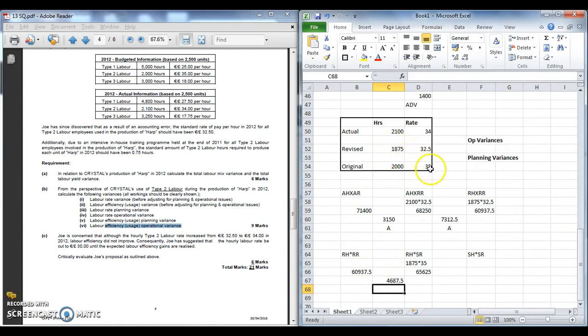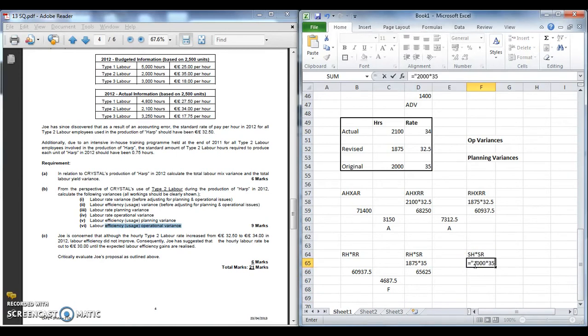And it compares here, what you can see is, if you're comparing the two rates, you're comparing 35 to 32.5. So what we're saying here is 35 is the original standard, the revised standard is actually lower, therefore it's favourable. Right, so you're comparing as if this was actual. So this is the new standard you're comparing to the original standard. The new standard is lower, therefore it's favourable. It's cheaper to buy labour, so to speak, the rate.